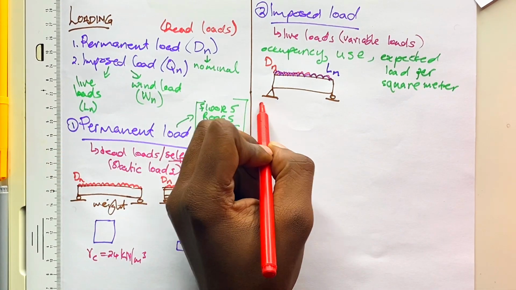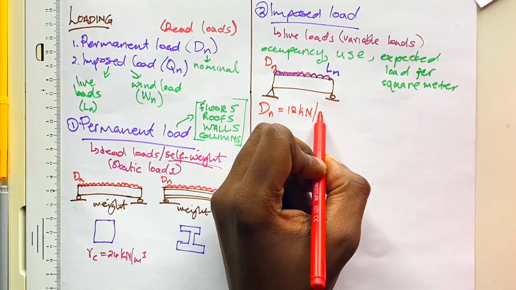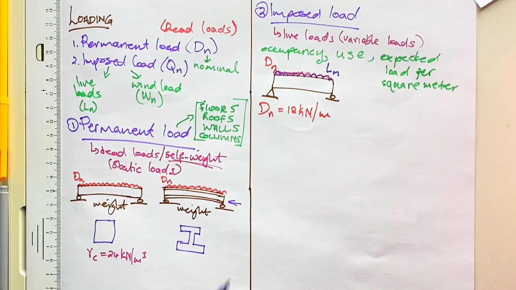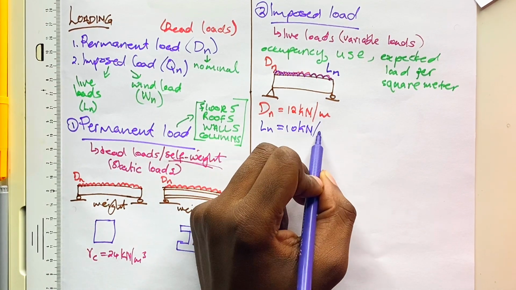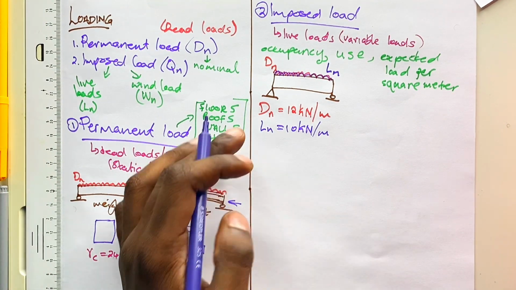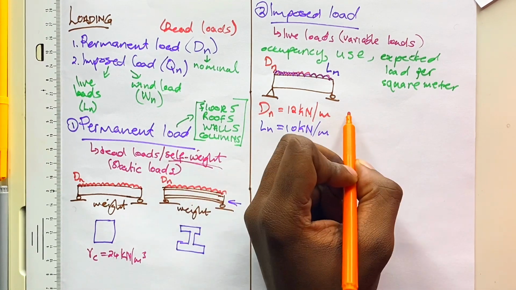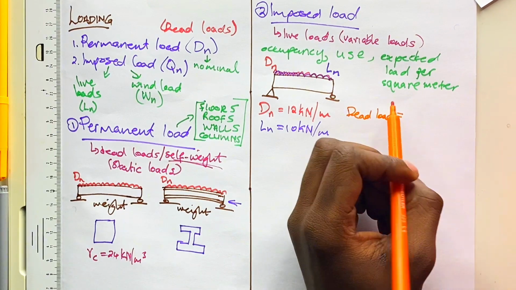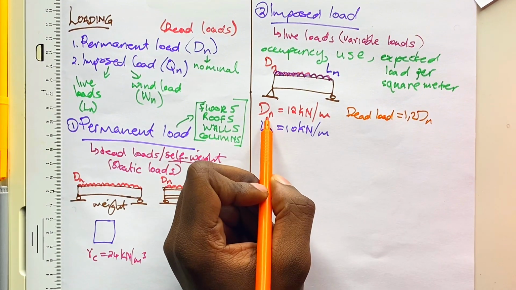Suppose that my dead load is equal to 12 kilonewtons per meter, since it's a distributed load, and also my live load is equal to 10 kilonewtons per meter. How do we calculate the design load on the member? What we are going to do is to take the dead load.